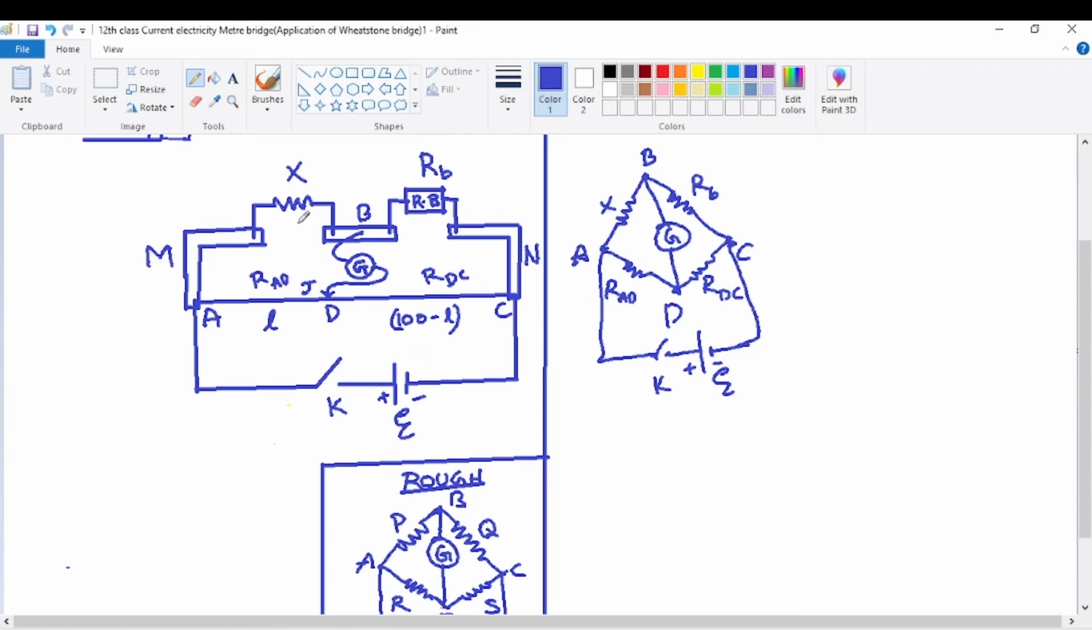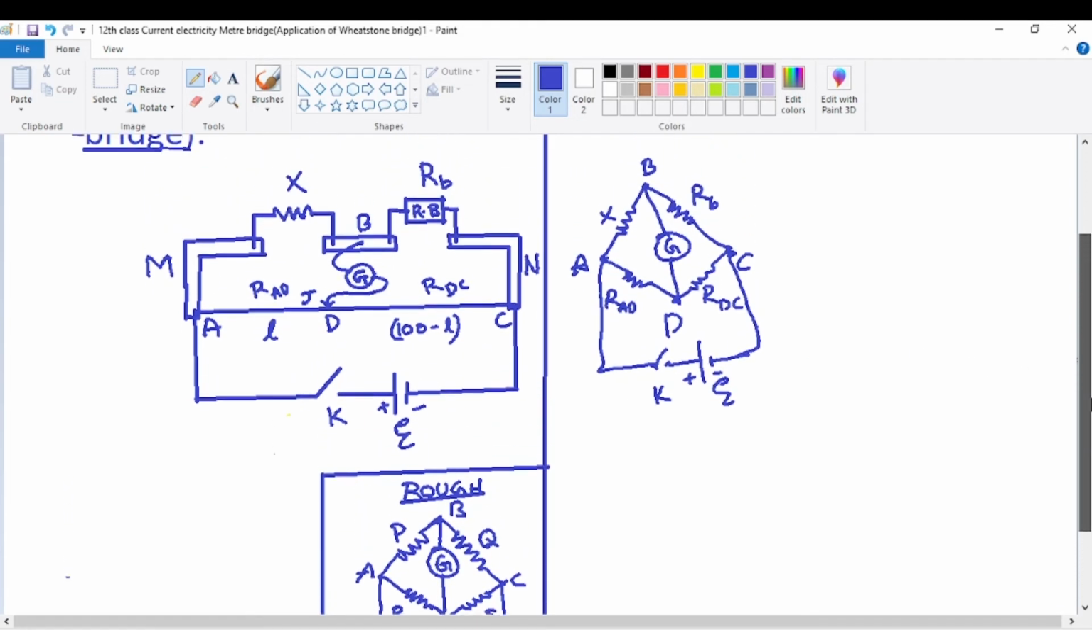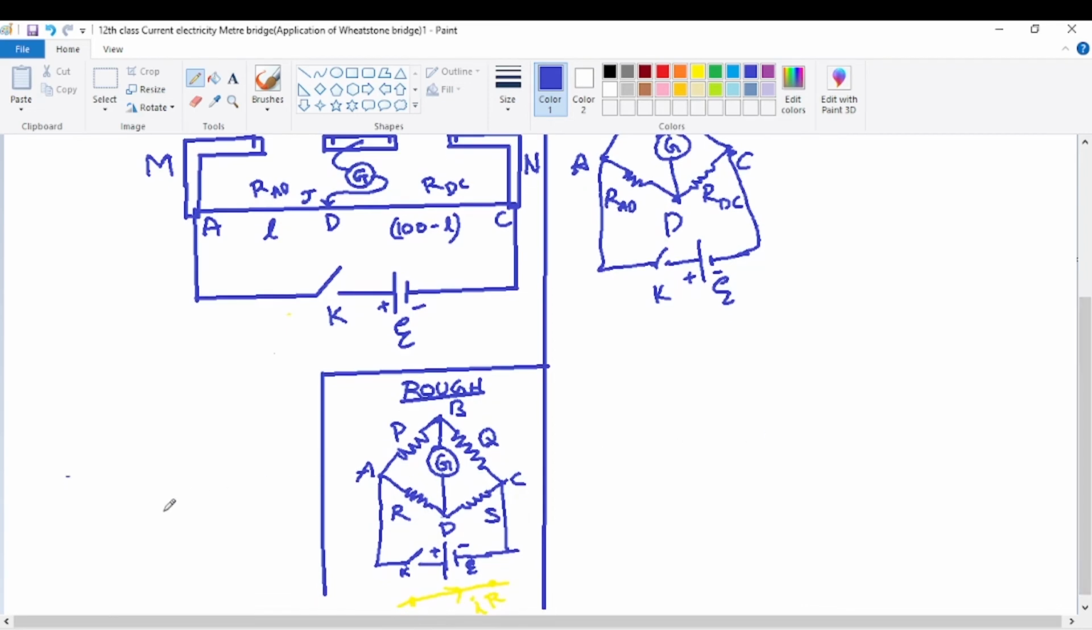opposite to the unknown resistance X. Once that is noted down, remaining length DC will be what? 100 minus L centimeters. So with the help of these values, the unknown resistance X can be easily calculated. Now because the meter bridge is balanced, automatically we can use the balancing condition. So what is the balancing condition?